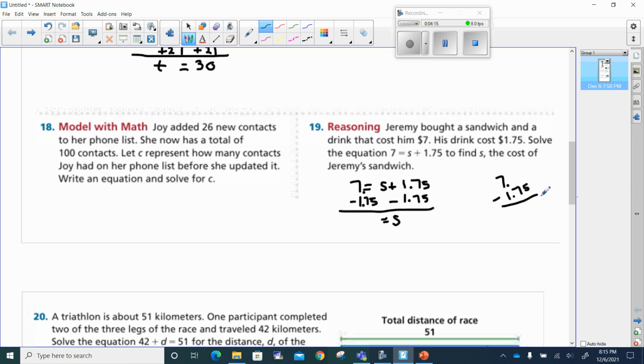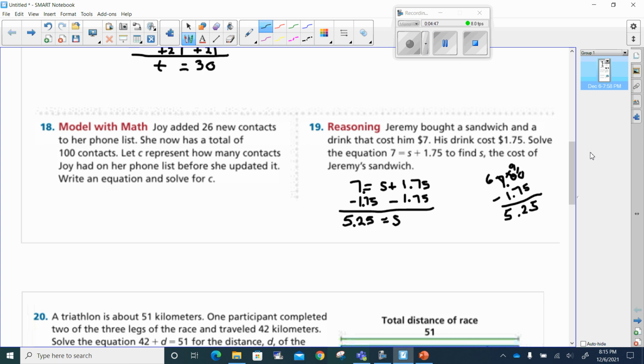Remember, when my signs are different, I have a positive and a negative here. I find the difference, which means I'm going to subtract. I have to go ahead and borrow from my first number, so I have numbers over here to subtract from. 10 minus 5 is 5. 9 minus 7 is 2. And 6 minus 1 is 5. That means $5.25 must be the price of my sandwich.